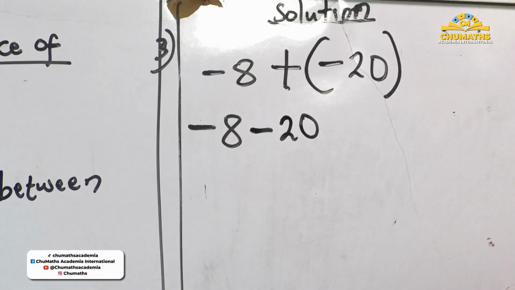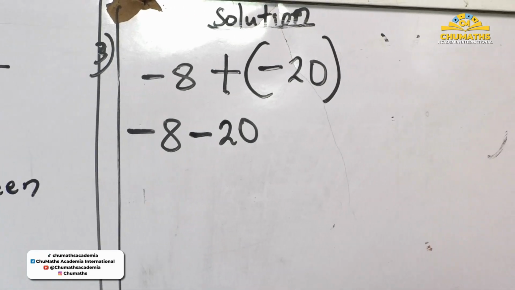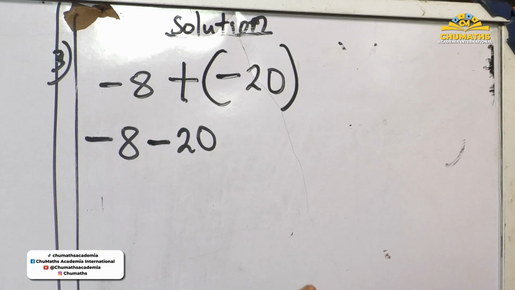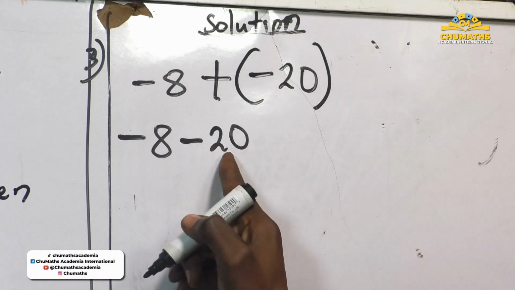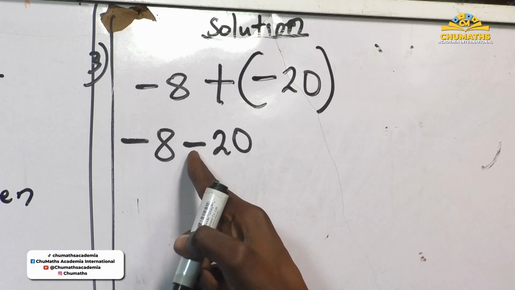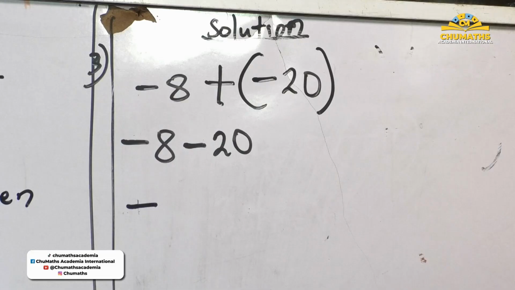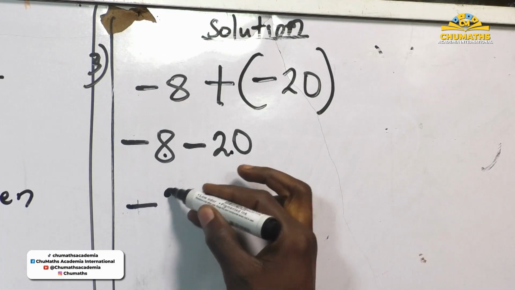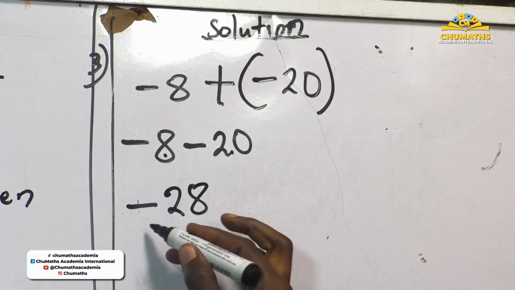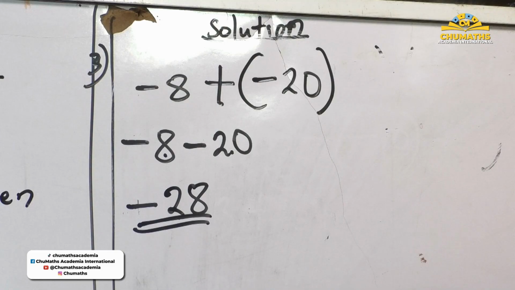Then minus 8 minus 20. Apply the first rule we talked about in our first video. Take the sign of the bigger number. The bigger number here is what? 20. The sign is what? Minus. So that is minus. Then add if the same signs. Are they the same signs? Yes. So my answer will be what? 20 plus what? 8, which is what? 28. So my final answer is what? Minus 28 for question 3. Are you following me now?